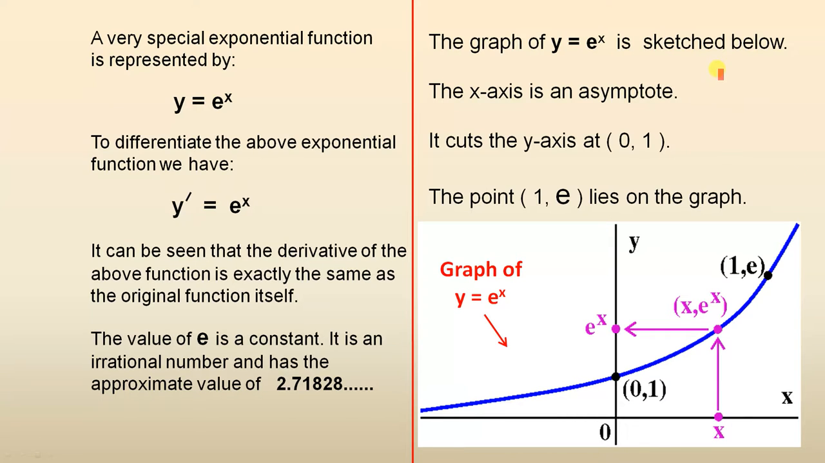The graph of y equals e to the x is sketched below. The x-axis is an asymptote, so it never hits the x-axis. It cuts the y-axis at (0, 1), which is there, and the point (1, e) lies on the graph.